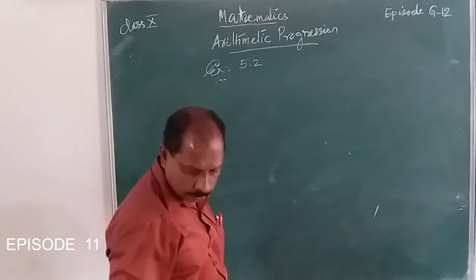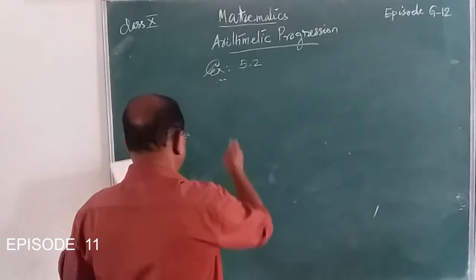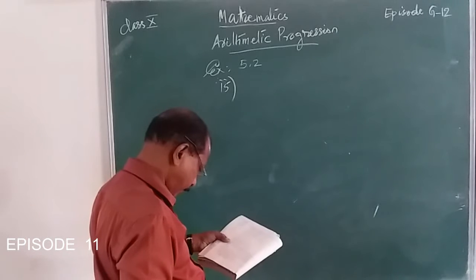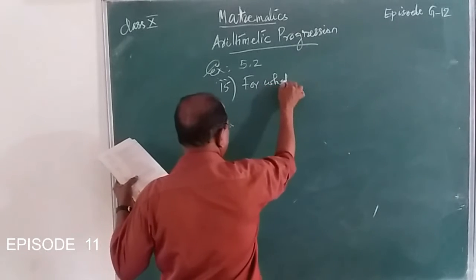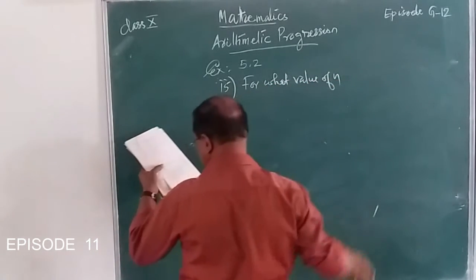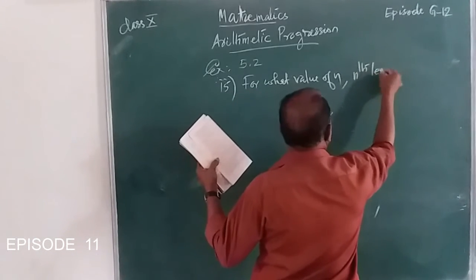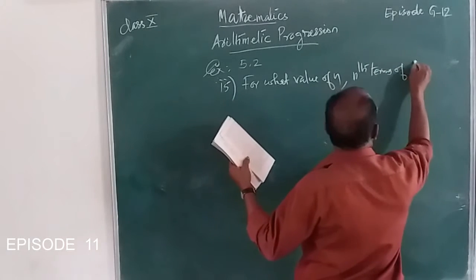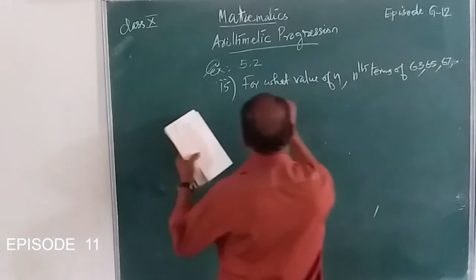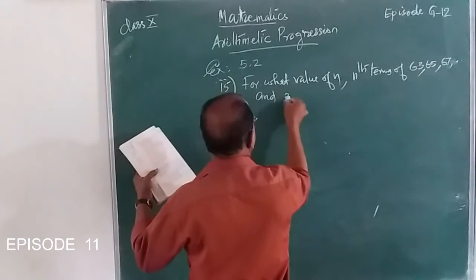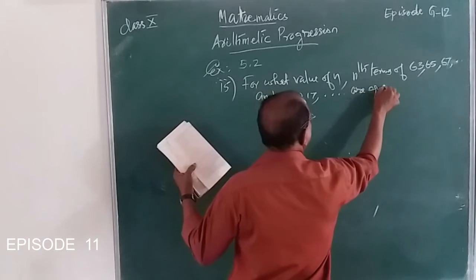Then question number 15. For what value of n are the nth terms of 63, 65, 67, etc. and 3, 10, 17, etc. equal?